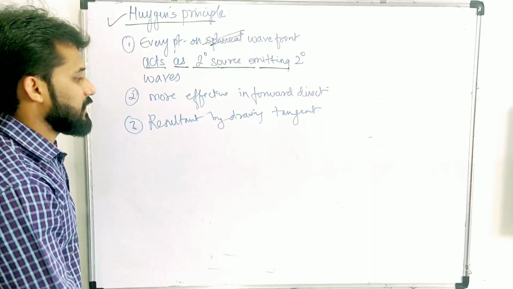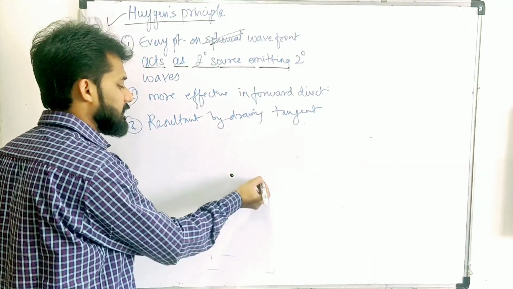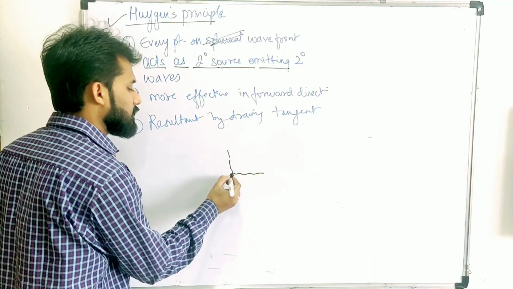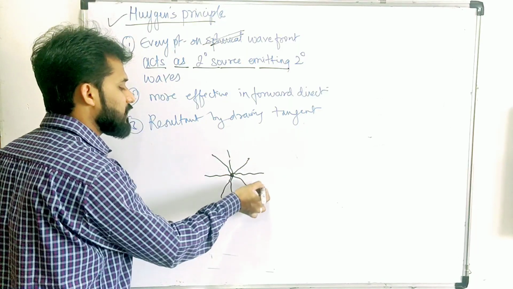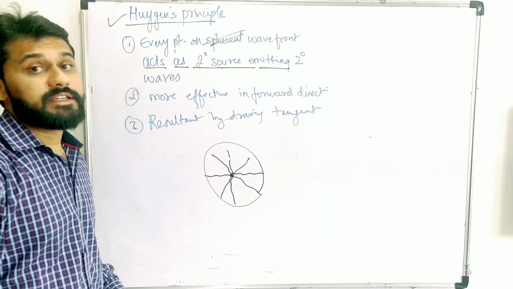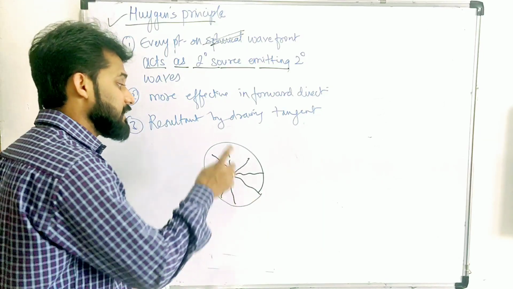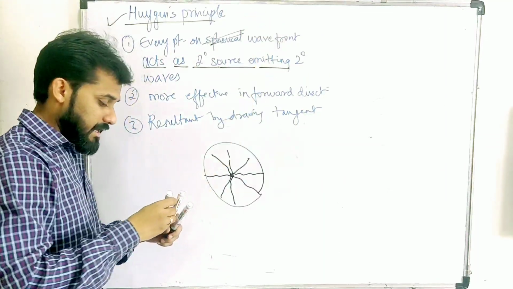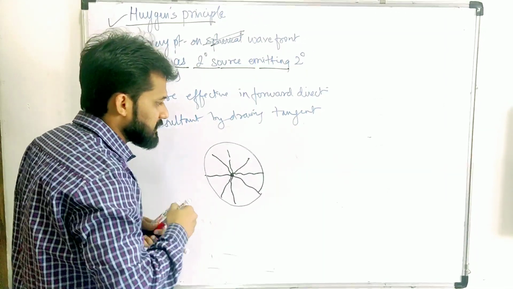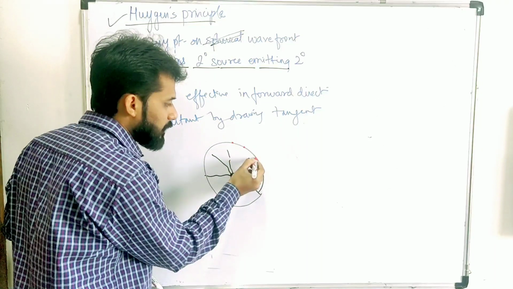Every point on wavefront. For example, this is the source, waves are coming out, and after some time this wavefront is formed. Which wavefront is this? This is a spherical wavefront. If this is the spherical wavefront, then every point on this wavefront, meaning there are infinite points on this wavefront, right?